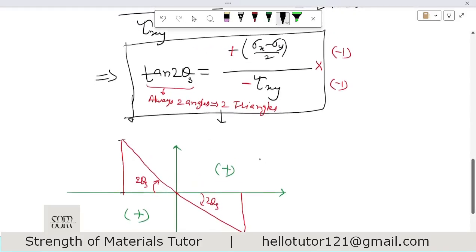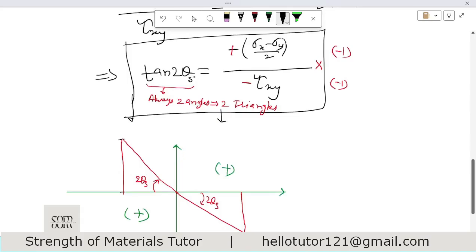Now we know tan theta is what? Tangent of an angle is perpendicular divided by base, right? So this is the perpendicular and this is the base, okay. So let us see, this is sigma x minus sigma y by 2, okay, because this is the perpendicular, right?